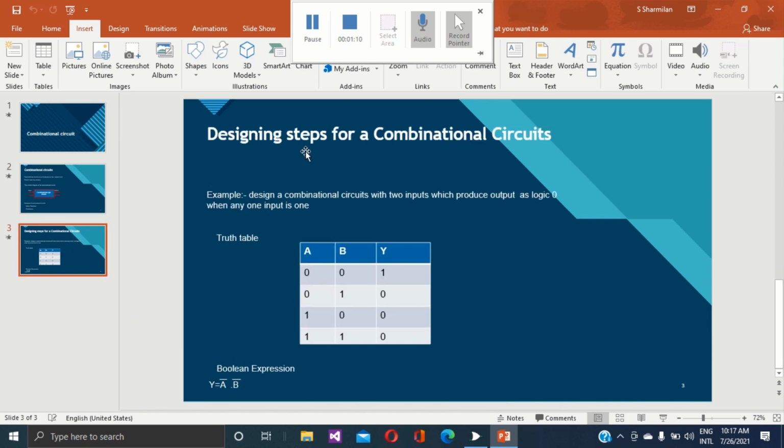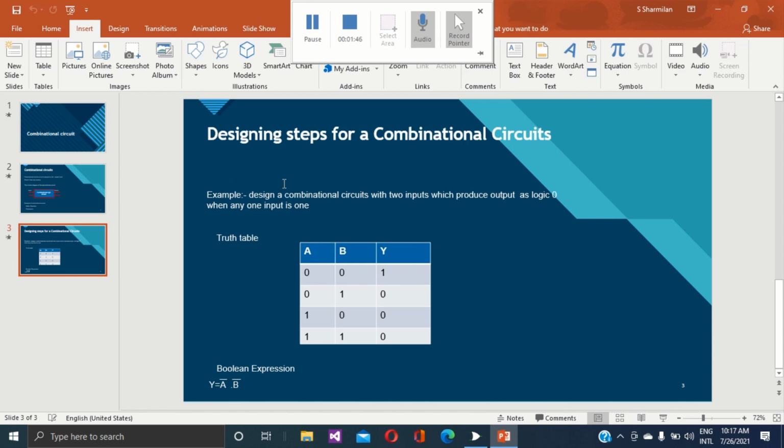Next, the design steps for a combinational circuit. First step is to observe the problem carefully. Next, identify how many inputs and outputs there are. Then make a truth table and K-map. From the K-map, we get the problem's related functionality. That means we get a Boolean expression. Finally, we can draw a logic diagram from the Boolean expression.